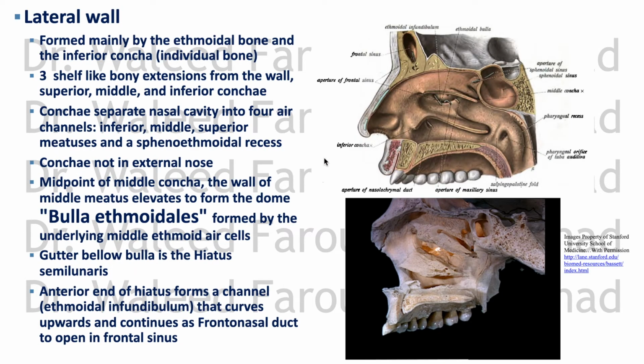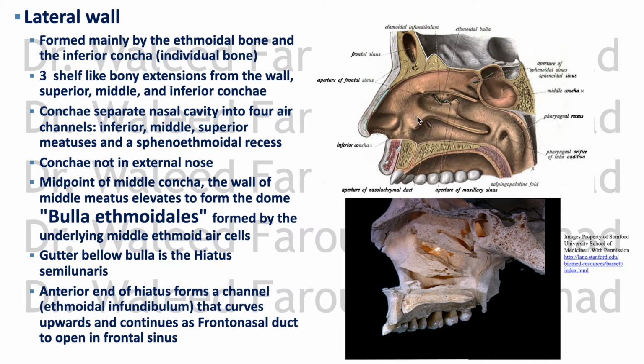The lateral wall is full of openings and structures. Now, the lateral wall has three projections. First of all, it's made mainly by the ethmoid and the inferior concha. Now, let's stop here.